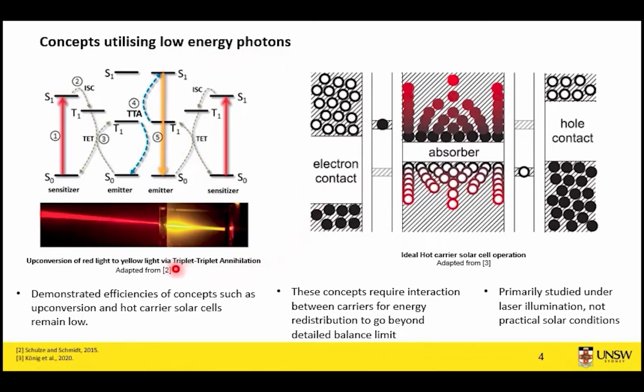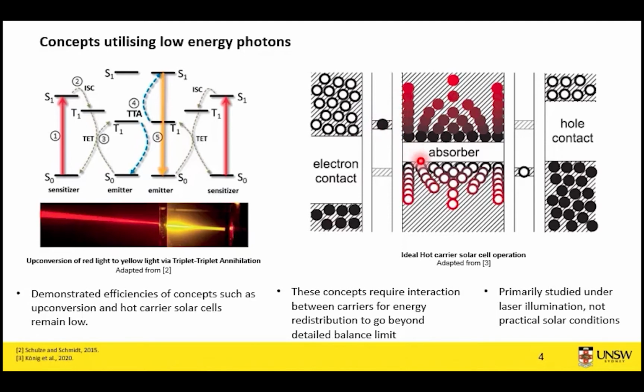And here I've shown triplet-triplet annihilation as an example of upconversion, which involves the absorption of two or more low-energy photons, which then through a series of interactions and energy transfers lead to an emission of a high-energy photon, which can then be absorbed by the main device. On the other hand, hot carrier solar cells work by maintaining carriers at a temperature higher than that of the lattice and extracting them via energy selective contacts.